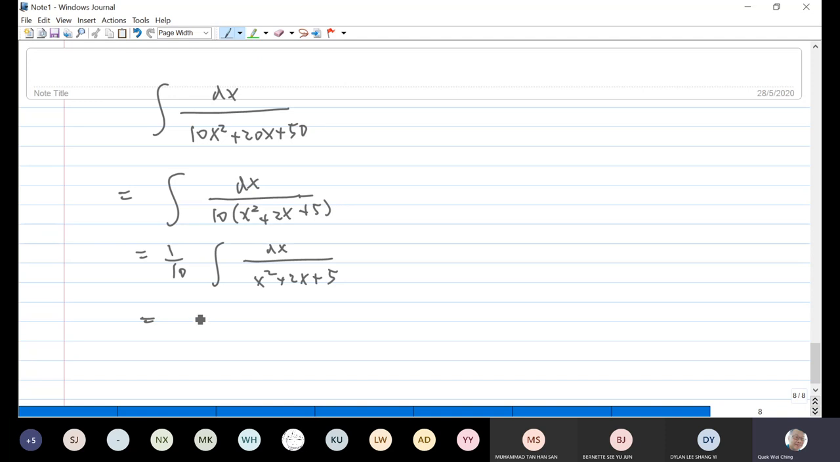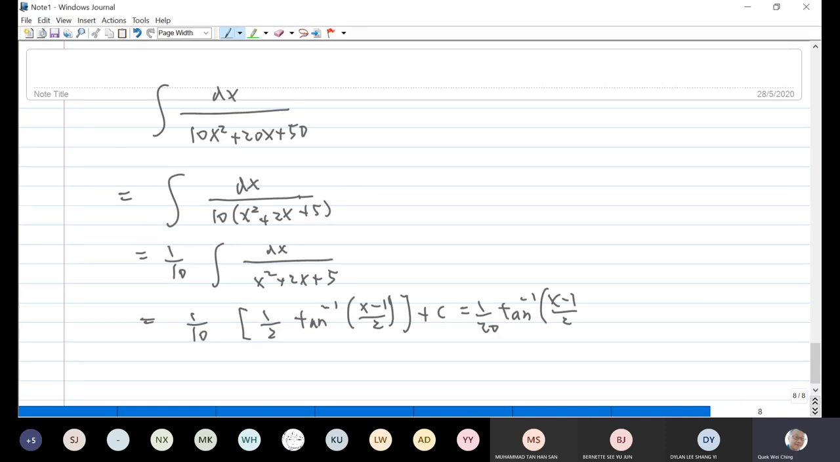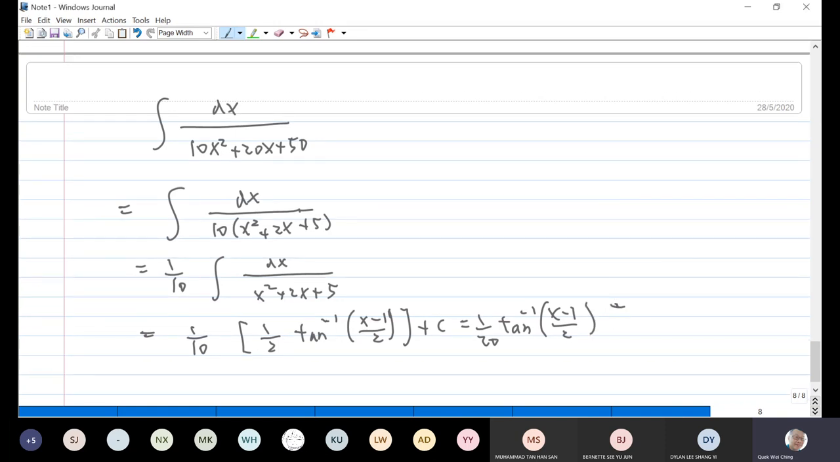So this will become 1 over 10. Copy the answer just now: 1 over 2 tangent inverse of (x plus 1) over 2, plus c. So it actually is 1 over 20 tangent inverse of (x plus 1) over 2 plus c. Okay, so this is question 4b. Continue.